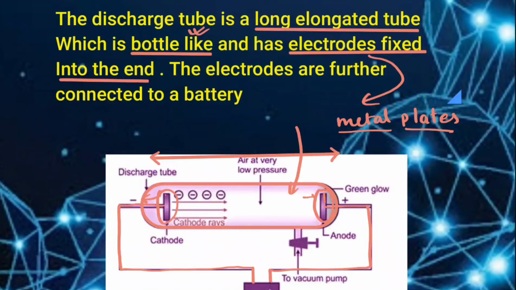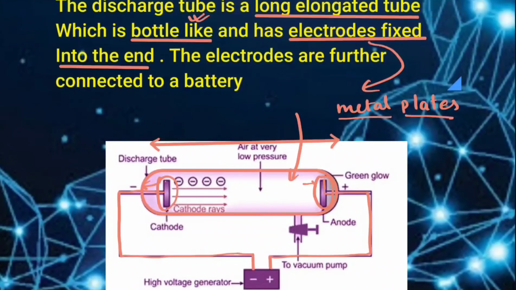Now we have to understand what is anode and cathode. We have understood what electrodes are. We need to understand what anode and cathode are. Cathode is also an electrode. The electrodes are classified into anode and cathode.